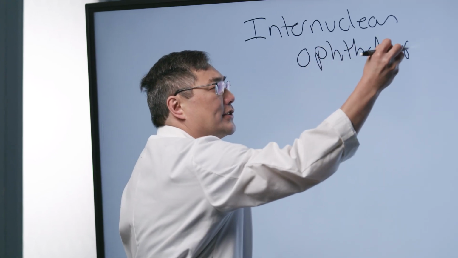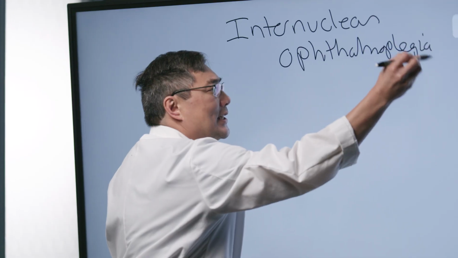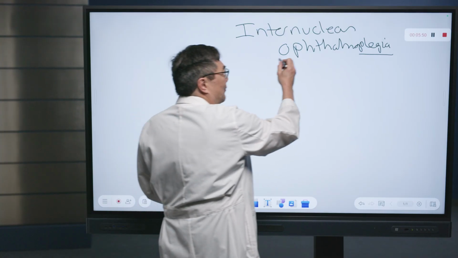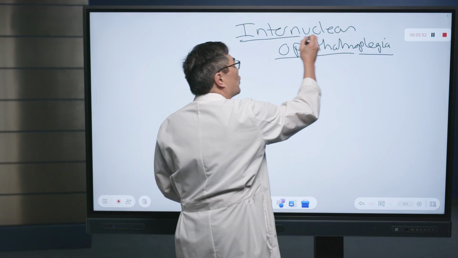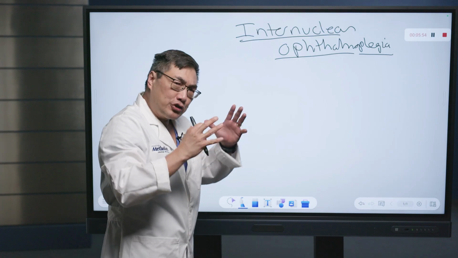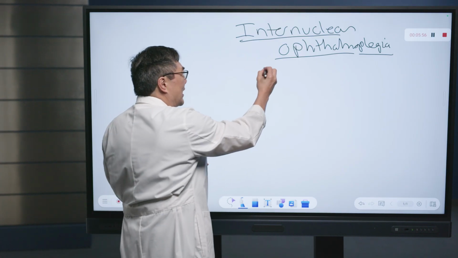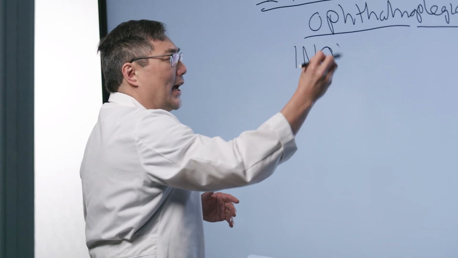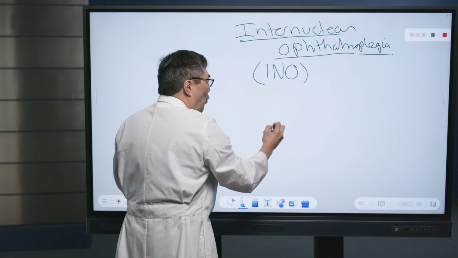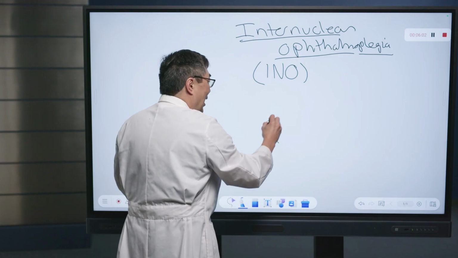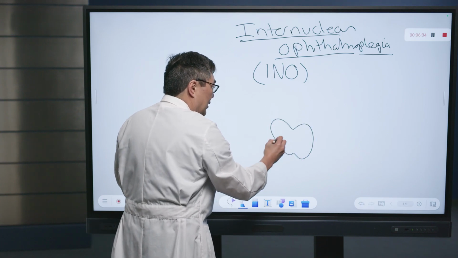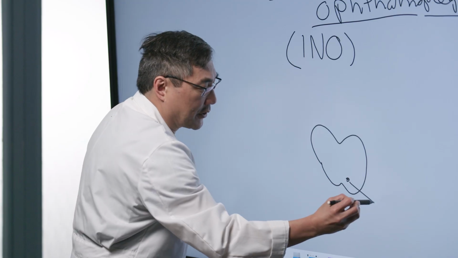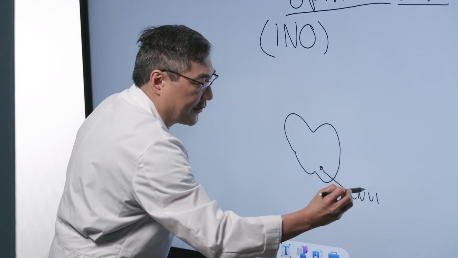But really, if you just take it apart, it's a plegia, a weakness of ophthalmo, the eye movement, and it's between two nuclei. The two nuclei that form the internuclear ophthalmoplegia, INO for short, one begins in the pons, and this is a cross-section of the pons, and that is the cranial nerve 6 nerve nucleus.